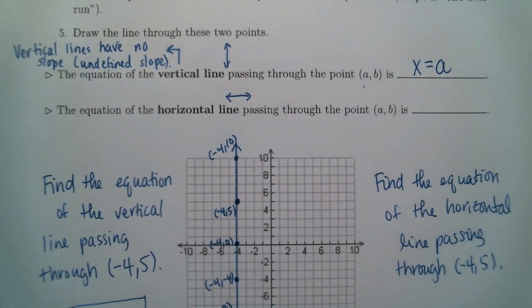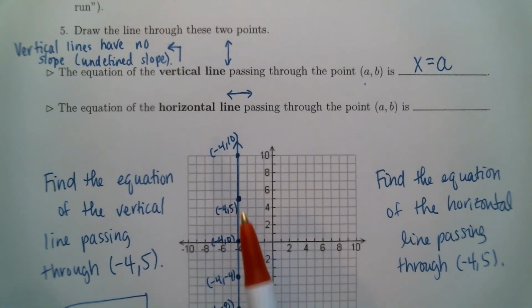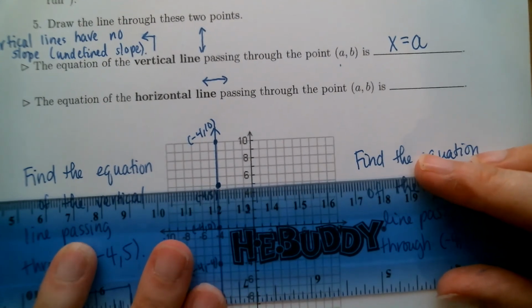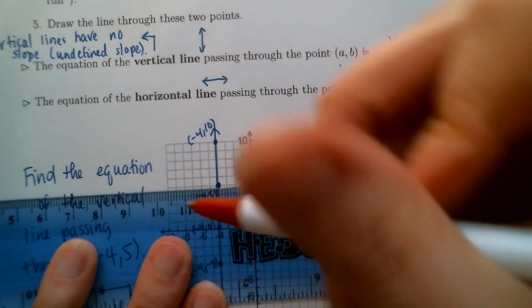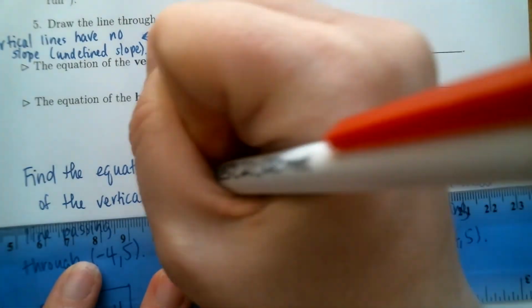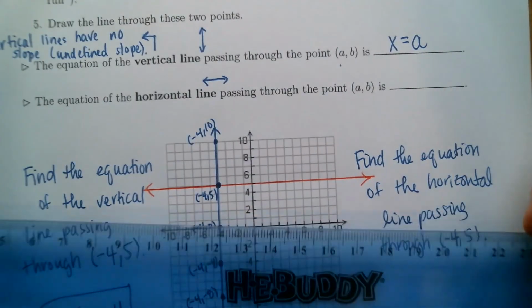All right, so let's talk about what the equation of a horizontal line would look like. We are picking the same point, but this time we're going to draw a horizontal line through it. So that's the left-right kind of line. I'm going to use a different color here. I'm going to put this in red. So here's your horizontal line through the same point.